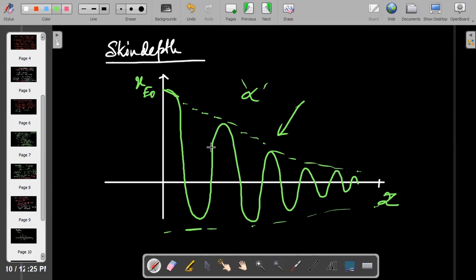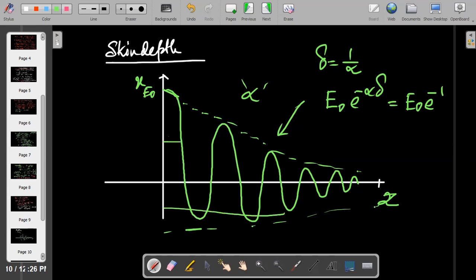It will reduce, correct? Because of your alpha. If alpha is 0, then oscillations will be the same. It's like damped oscillations, which you have done in physics. So your delta is 1 by alpha. How is it coming? E naught e to the power minus alpha delta equals E naught times 1 by e. Why? Because in the definition what I told, it will be 1 by e times. So 1 by e value is coming 0.368. So this will be your skin depth, up to this distance.